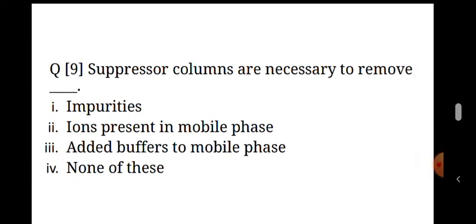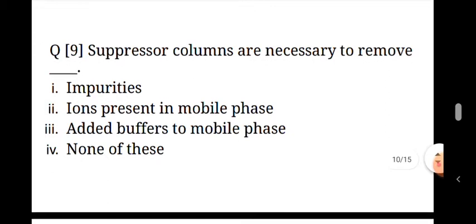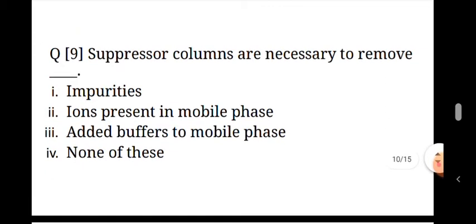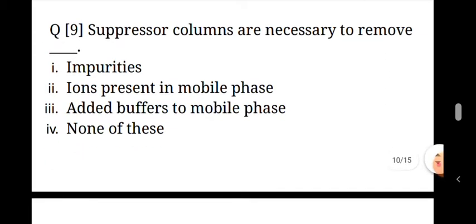Suppressor columns are necessary to remove impurities, ions present in the mobile phase, added buffers to the mobile phase, or none of these? The suppressor columns are necessary to remove the ions which are present in the mobile phase. Otherwise, the ions will interfere in the detection of the analyte ions. The suppressor column removes the mobile phase ions.